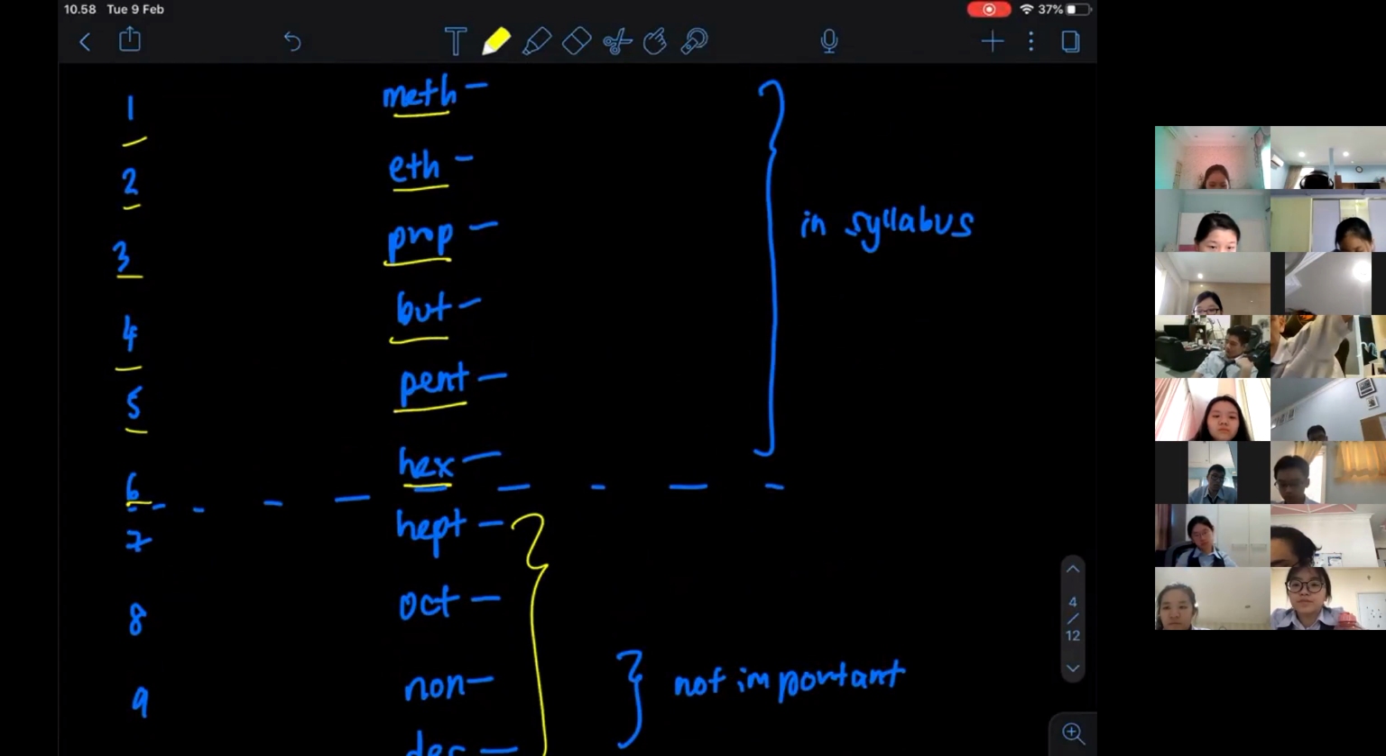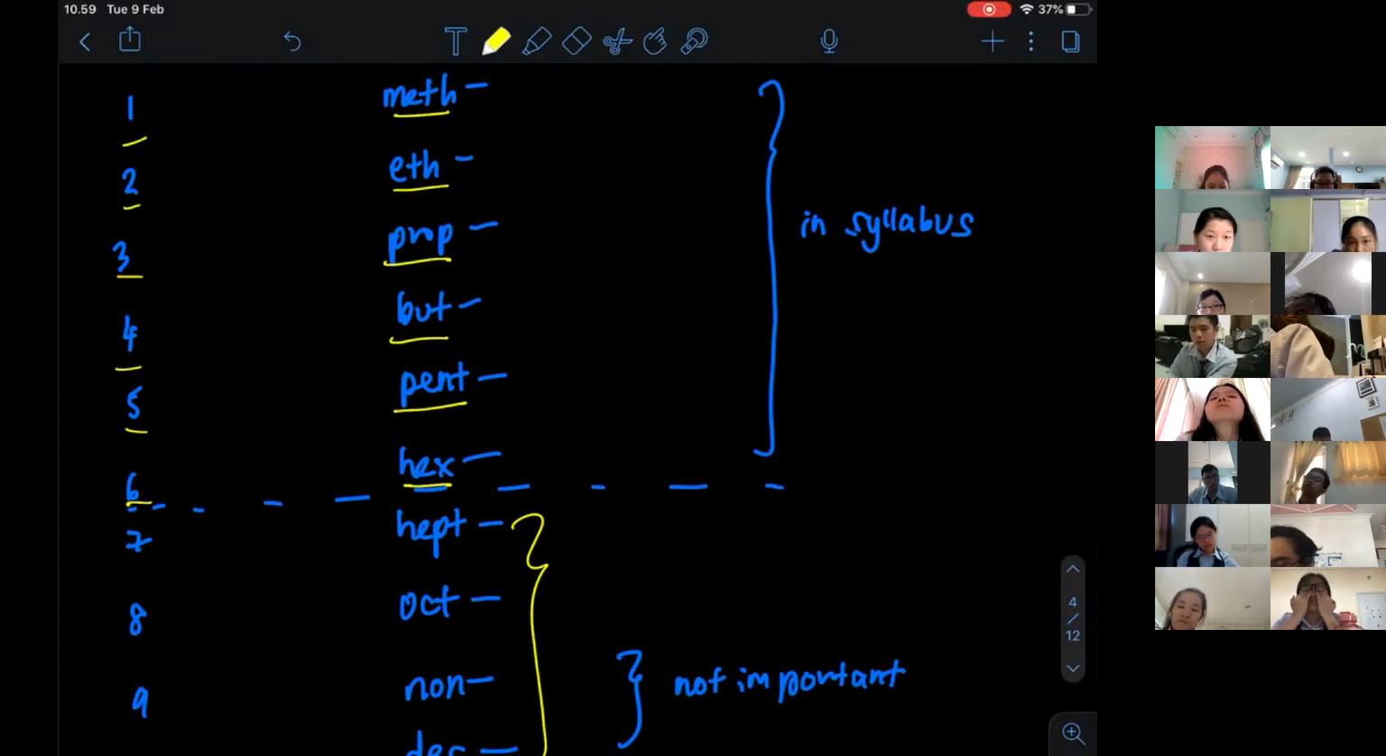I think pent is no problem. Pentagon, 5. Hexagon, 6, no problem. So the thing that you need to memorize is only 4, not a lot. Methane, I think you already know methane is 1 carbon. Ethane, after methane there's always ethane, so 2 carbon. The only thing most probably you need to remember is going to be 3 and 4, prop and but. Don't tell me you cannot remember that.